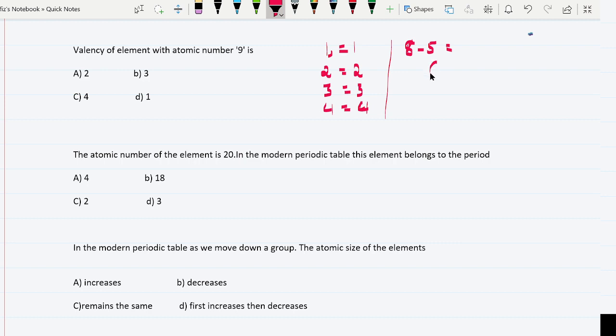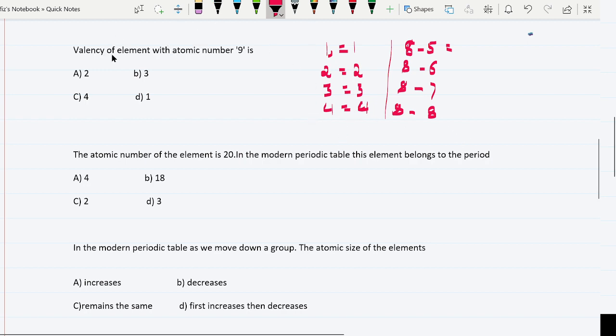Similarly, if the valence shell has 6 electrons, again you need to subtract it from 8. If it has 7, again subtract it from 8. If it has 8, again you need to subtract it from 8. This is the method to find the valency.